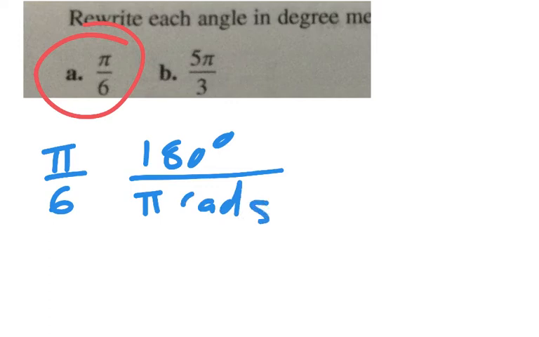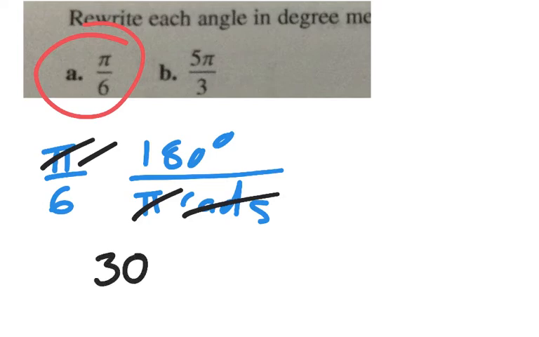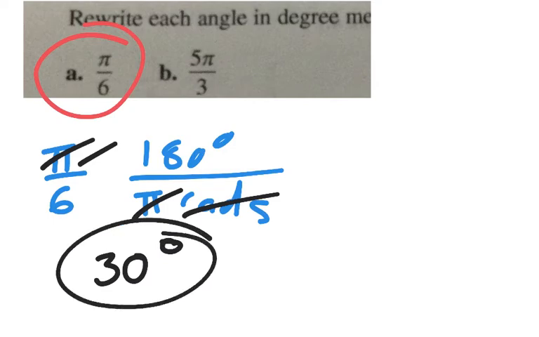So again, the radians cancel. This time pi is going to cancel. That leaves me with 180 over 6, which is going to be 30 degrees. So pi over 6 is 30 degrees. And again, that's one that you're going to see a lot of, so I actually have that one memorized.